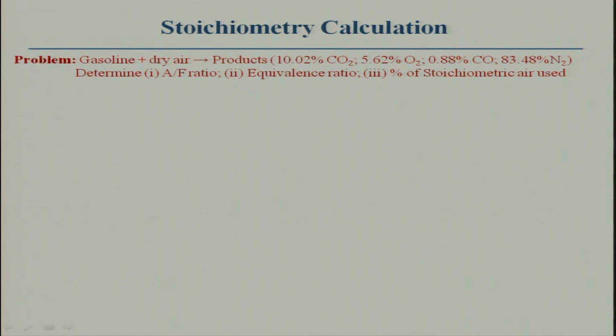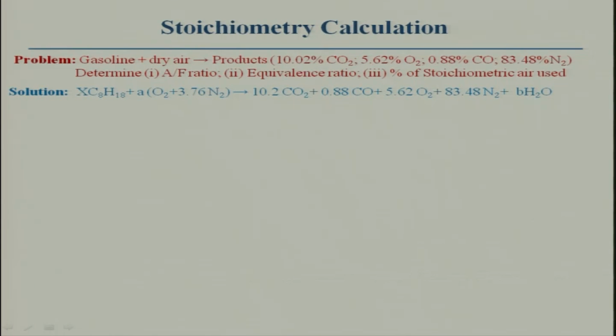And let us say the measured products are 10.02% carbon dioxide, 5.62 oxygen, 0.88 CO, that is carbon monoxide, and 83.48 nitrogen. These are the things you are getting, right. And we will have to determine the air fuel ratio, equivalence ratio, and percentage of stoichiometric air used in this mixture.